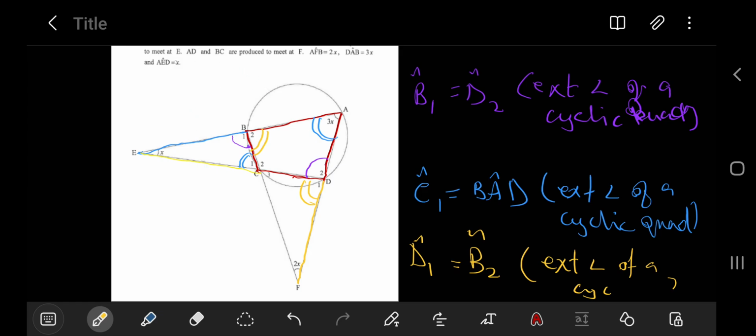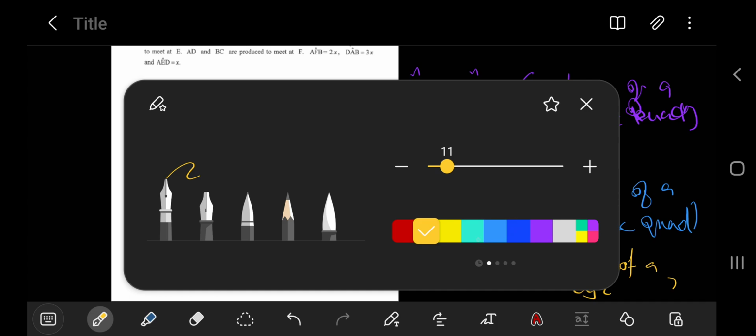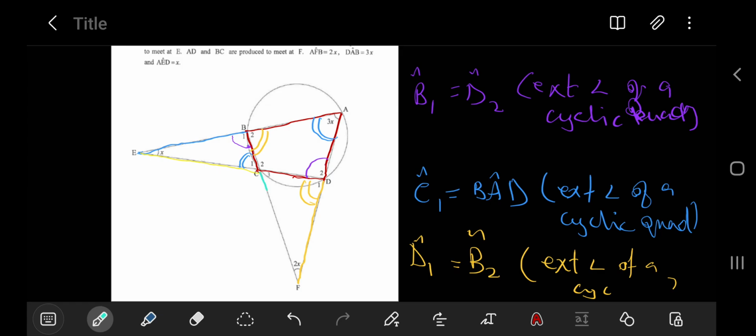Okay, and then also BC is produced to meet at F also. So we also have another line which is produced, and that is the line which is produced there.